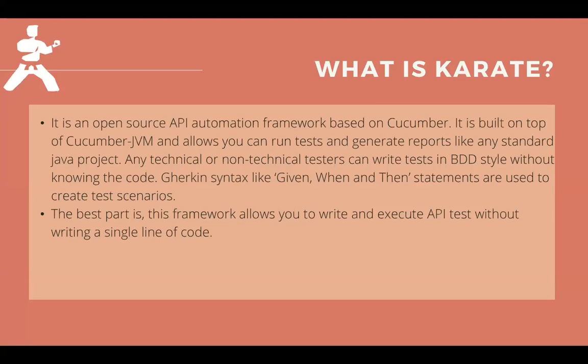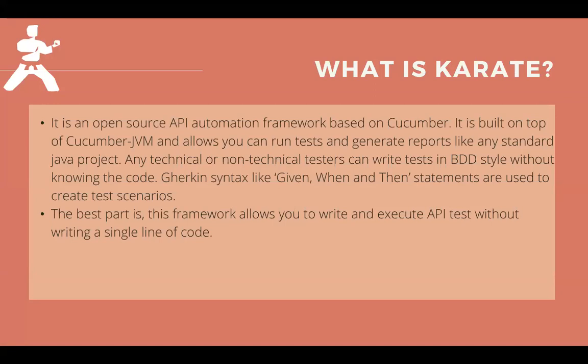You don't have to write any piece of code. That's the beauty of this framework. It's a completely open source API automation framework. This is from the company called Intuit, and it's based on Cucumber JVM. It will allow you to write API test cases in a Gherkin kind of language. It's called Karate DSL.